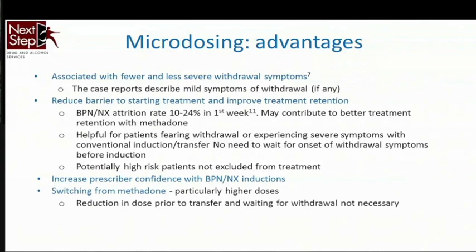Switching from methadone, as you saw, 2 of our cases involved that. Particularly for patients with higher doses, it means that reduction, or significant reduction, prior to transfer is no longer necessary, and all the benefits that go along with that.